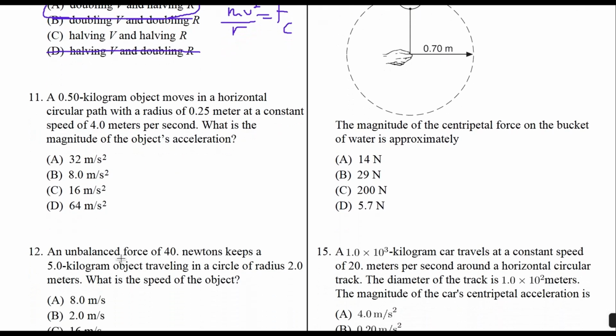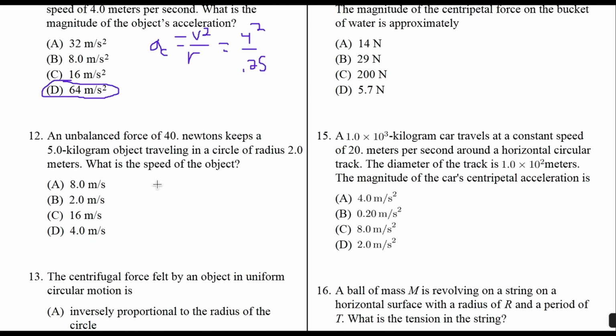Number 11, so they want us to figure out what the centripetal acceleration is. This one's another plug and chug. So a_c equals v squared over r. 4 squared divided by 0.25. So then the answer ends up being essentially 4 cubed, I guess you could say. So the answer is D.